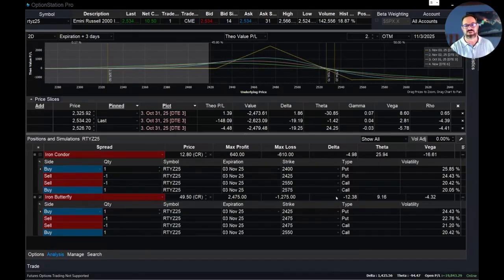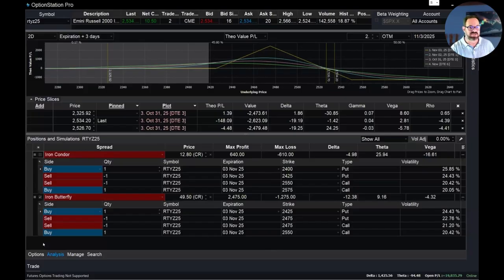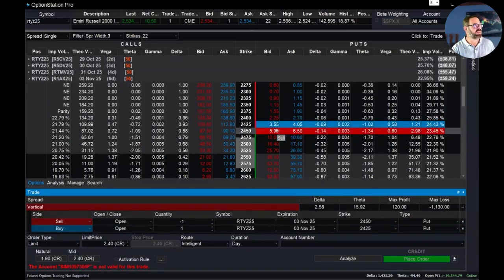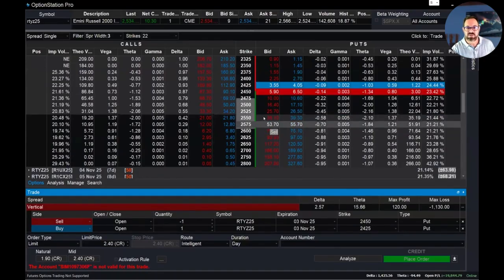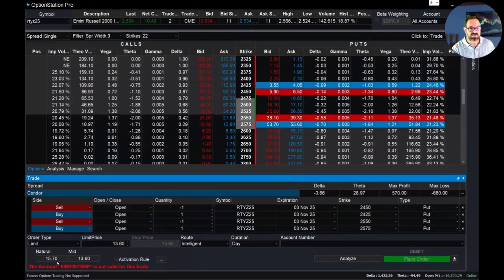But if we were to go back and recreate the same position, which again, let me move this out of the way, you'll see what the current values are and how much profit there is. So this is the November 3rd. Again, the Iron Condor, start with that one first: 24, 25, and 50. So selling, buying, and then 50 and 75, 25, 50, 75. And if we use the natural price, I did the wrong one there.